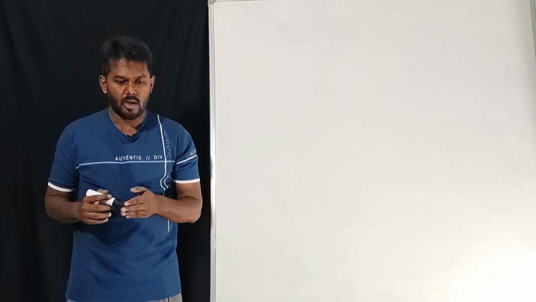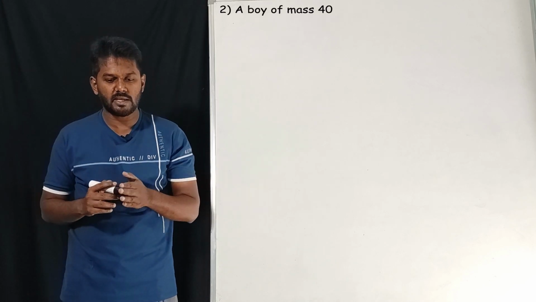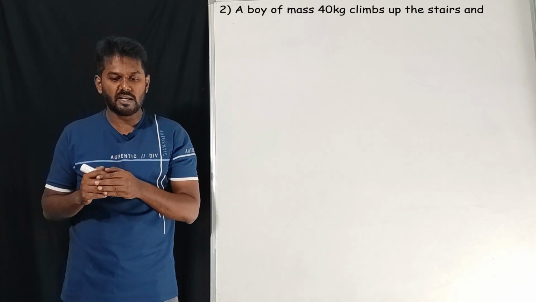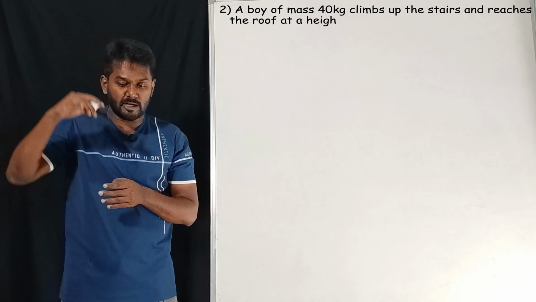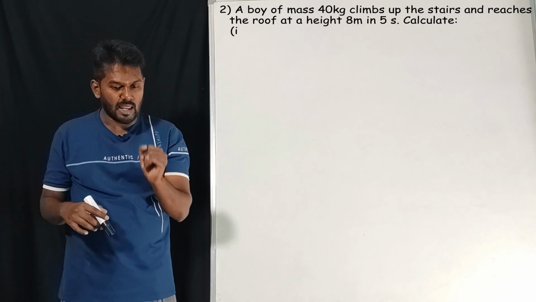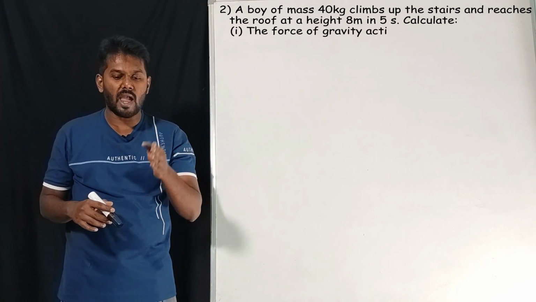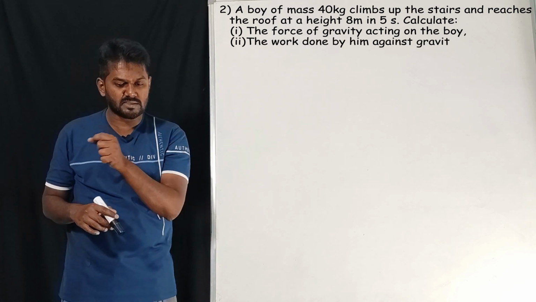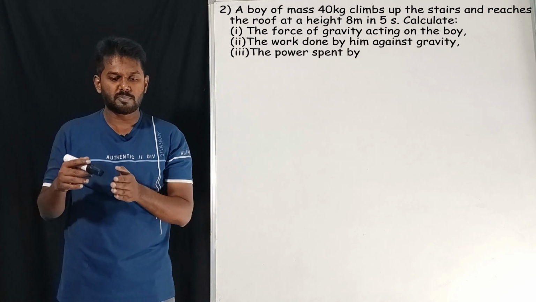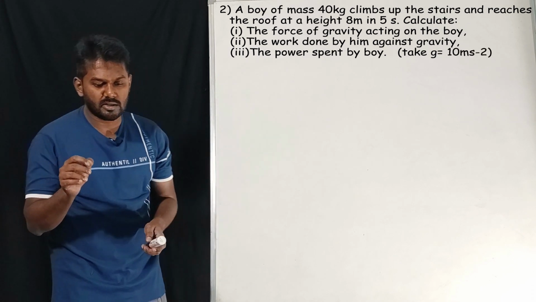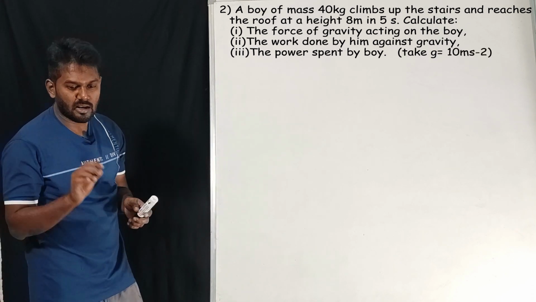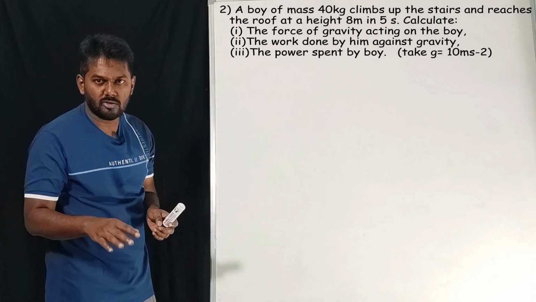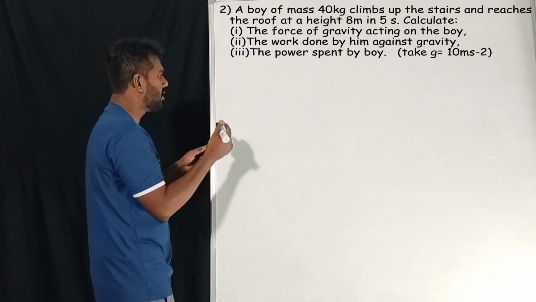Question number 2. A boy of mass 40 kg climbs up the stairs and reaches the roof at a height of 8 meters in 5 seconds. Calculate the force of gravity acting on the boy, the work done by him against gravity, and the power spent by the boy. Here the value of g is given as 10. So first we will write the given values, then we can find all the answers.